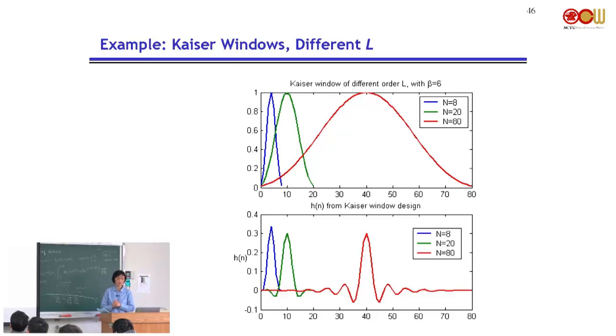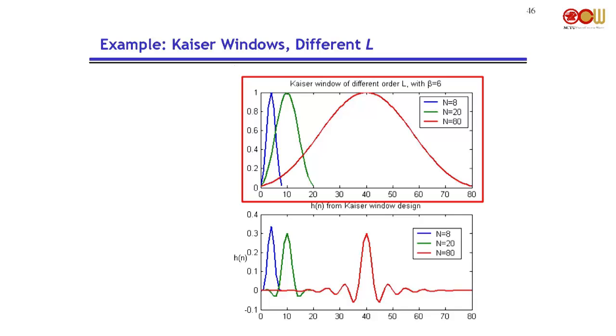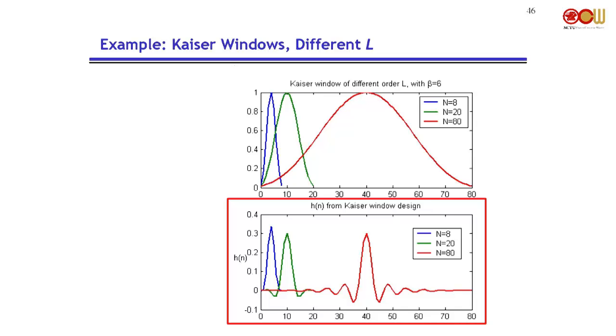Here we have a Kaiser window for different L, meaning different window lengths. The blue one corresponds to a length of 8, the green one is 20, and the red one is 80. This is the window. We multiply it with the ideal low-pass filter, then we get the final filter. This is the filter, and that's the window function.